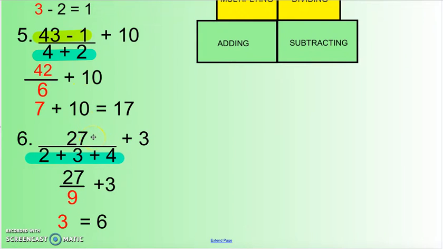GEMDAS, no grouping symbols, no exponents. Multiplying, dividing, yes, there's a division symbol. So we're going to do 27 divided by 9. And then, I forgot to even add, oops, we need to add 3, that's where that 6 comes from. So we're going to do 3 plus 3 equals 6. And there's our answer.